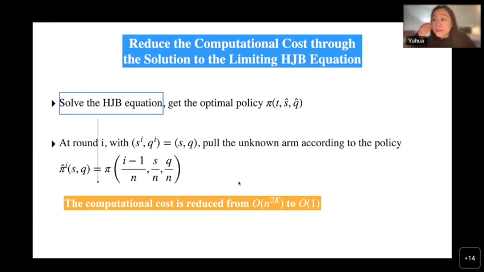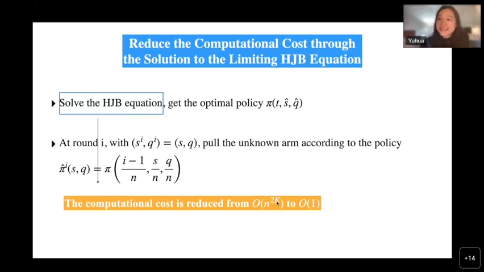Sorry, may I clarify? So the n and k, if you discretize the HJB, if you don't have a closed form solution, the n and k are going to correspond to the size of the discretization of t and s and q. Which one corresponds to which one? Yes. So this k is basically the dimension of your spatial parameter.